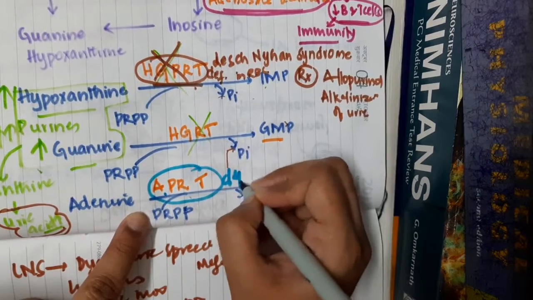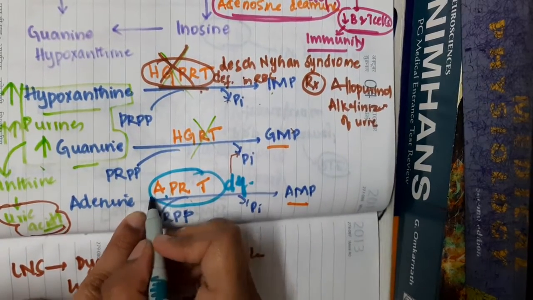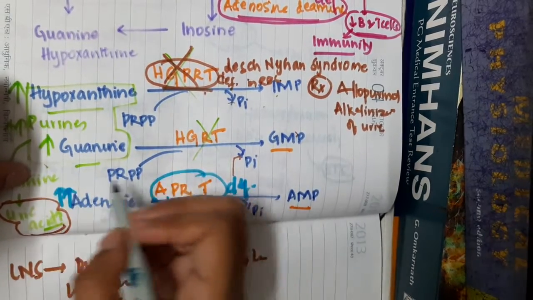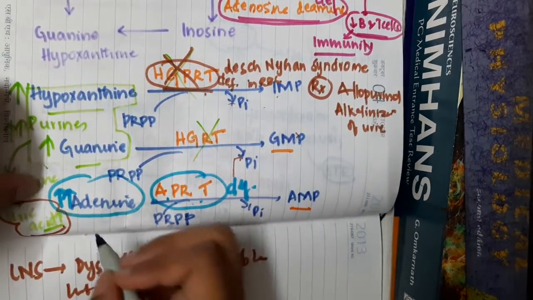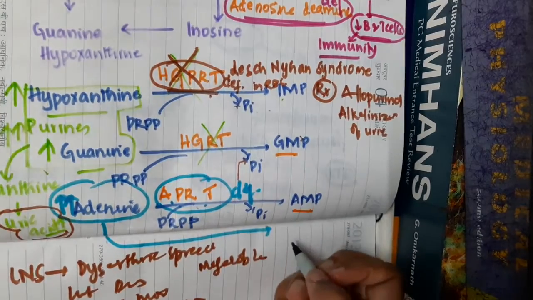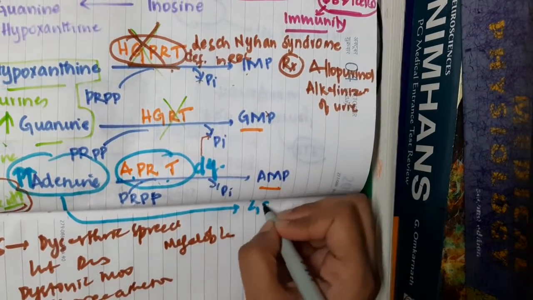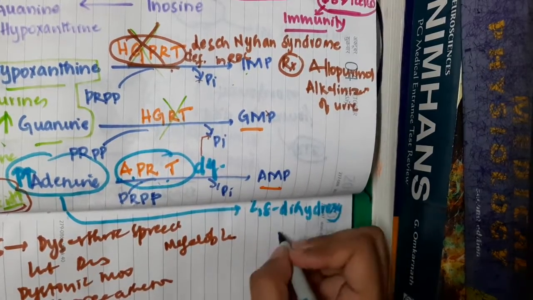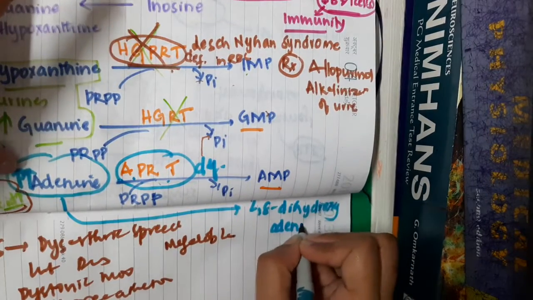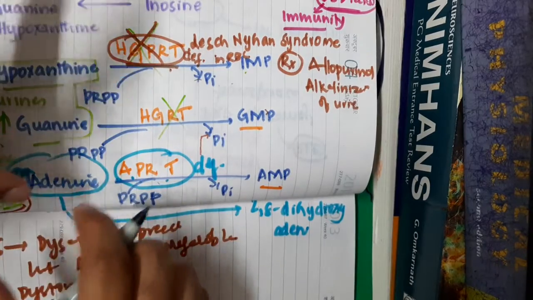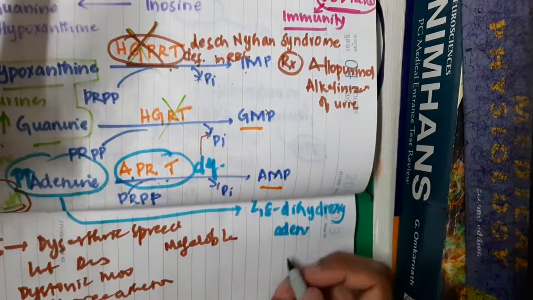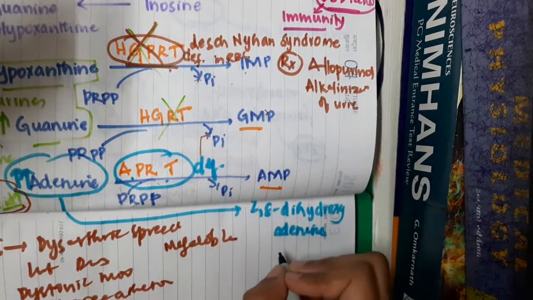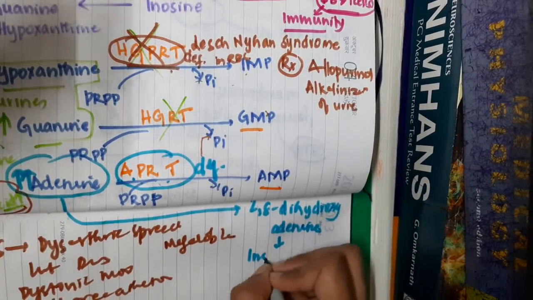Next, there is one more disorder which occurs due to the deficiency of the enzyme adenine phosphoribosyl transferase. Because of the deficiency of adenine phosphoribosyl transferase, this adenine will increase. This adenine will accumulate, and once it is accumulated, it gets converted to 2,8-dihydroxyadenine. Okay, this 2,8-dihydroxyadenine is insoluble.